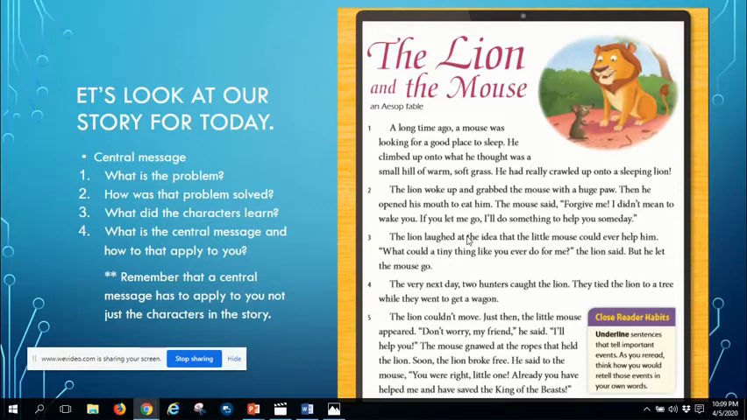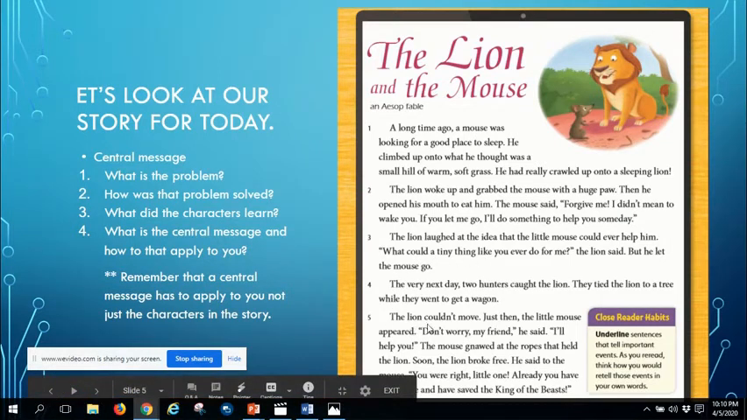The lion laughed at the idea that the little mouse could ever help him. "What could a tiny thing like you ever do for me?" the lion said. But he let the mouse go. The very next day, 2 hunters caught the lion. They tied down the lion to a tree while they went to get a wagon. So here I see this is the middle of the story. So this is where a retelling comes into play. As we're retelling the story, we can tell that one of the problems is being solved because he let the lion go. So that's going to be really important that he let him go.